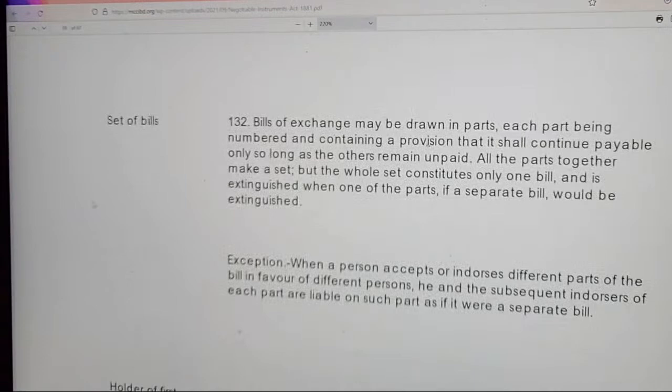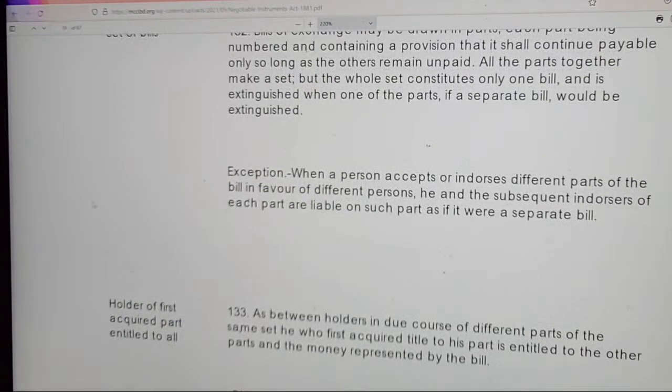Set of bills. 132. Bills of exchange may be drawn in parts, each part being numbered, and containing a provision that it shall continue payable only so long as the others remain unpaid. All the parts together make a set, but the whole set constitutes only one bill and is extinguished when one of the parts, if a separate bill, would be extinguished. Exception: when a person accepts or endorses different parts of the bill in favor of different persons, he and the subsequent endorsers of each part are liable on such part as if it were a separate bill.